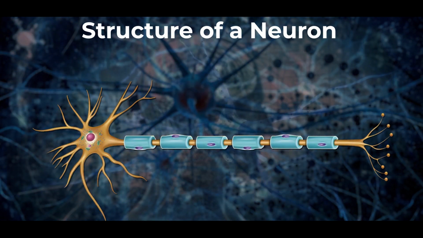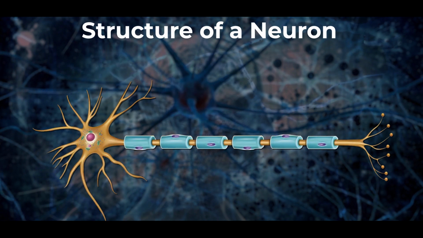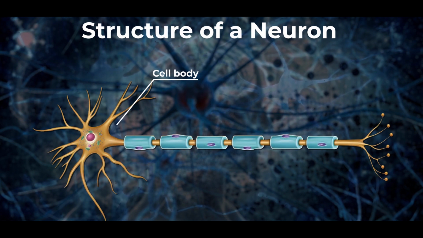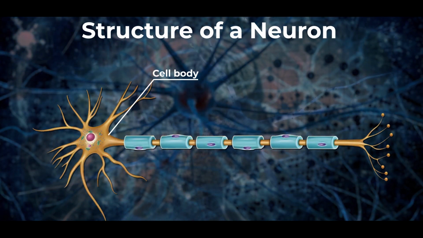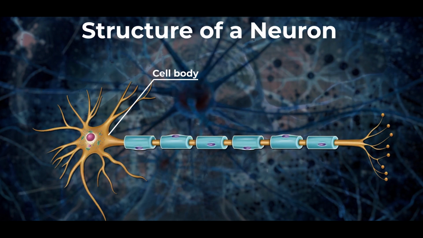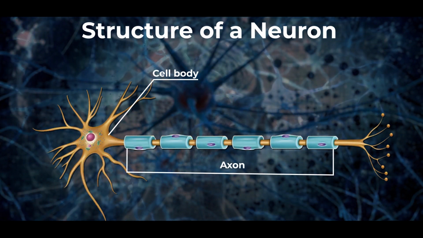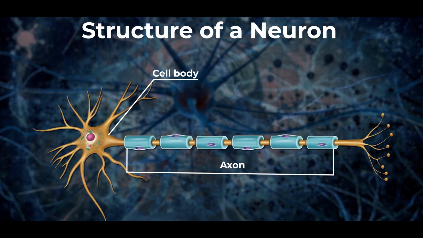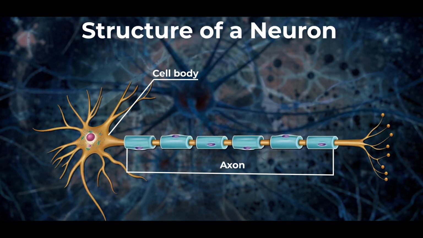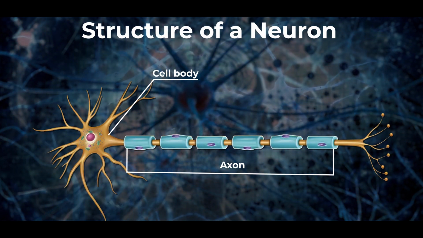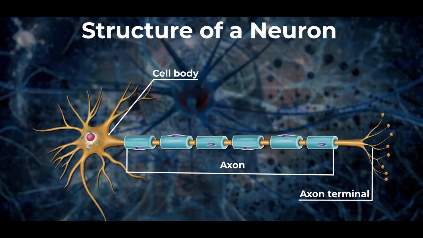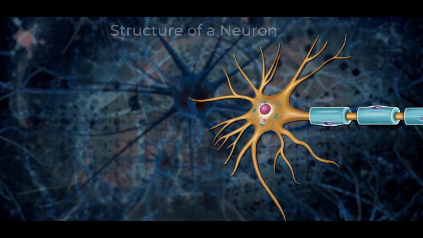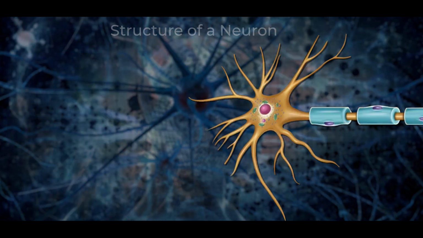A neuron is divided into three different parts. The first part is called the cell body or the perikaryon. The second part is called the axon, or sometimes also referred to as the axon fiber. They are the same thing. And the third part consists of the axon endings or the axon terminal. Now, let us look at each part of the neuron one by one.